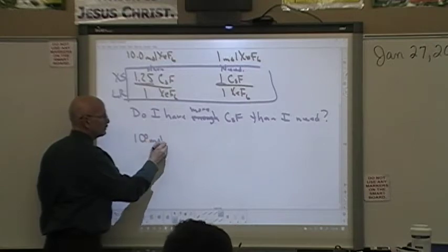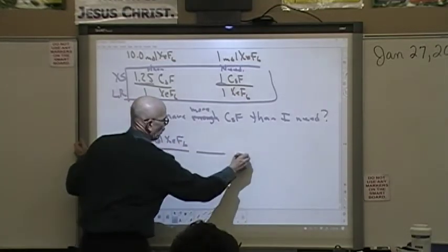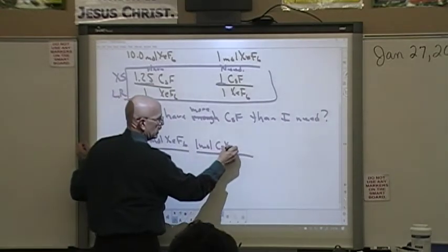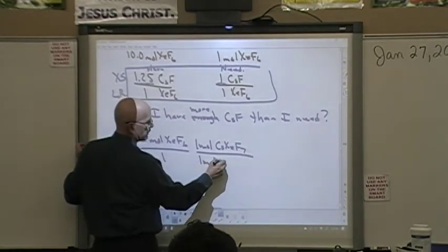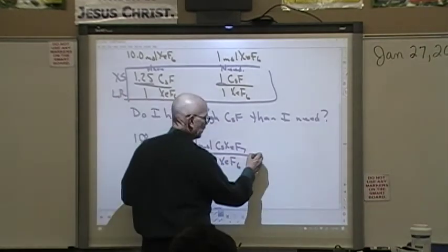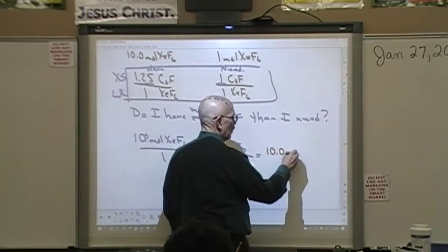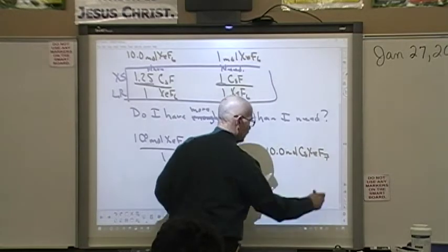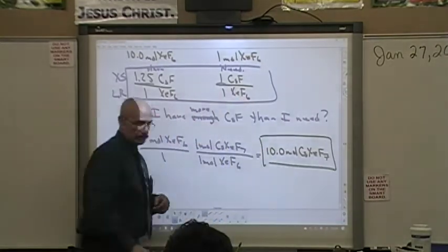10.0 moles XeF6. Mole ratio. 1 mole CsXeF7 is produced for every 1 mole of XeF6 that reacts. And 10 times 1, everybody? 10. Yeah, so the answer is 10.0 moles CsXeF7. Box around it. One more time.